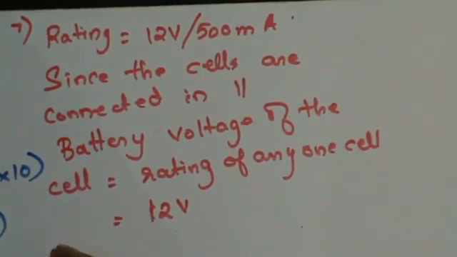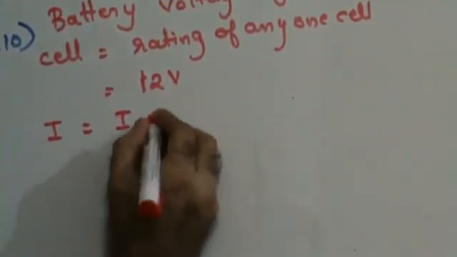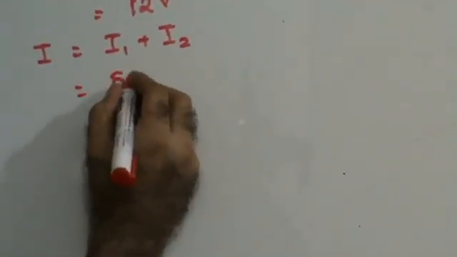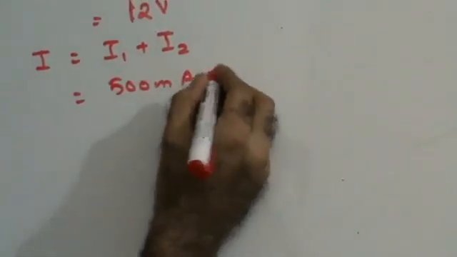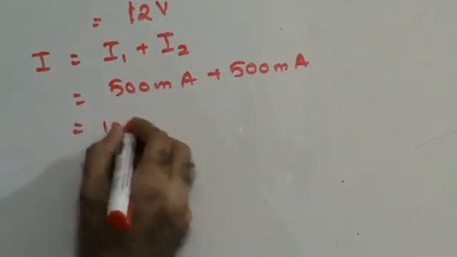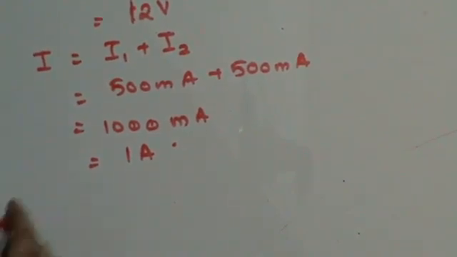Since they are connected in parallel, the current rating will be the sum of the currents drawn from each of the batteries. So that is 500 milliamps plus 500 milliamps. That will be 1000 milliamps, which is nothing but 1 amp. So the current that will be drawn from the battery is going to be 1 amp, right? Take on next one, please.